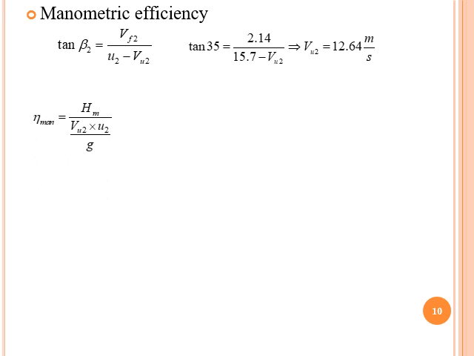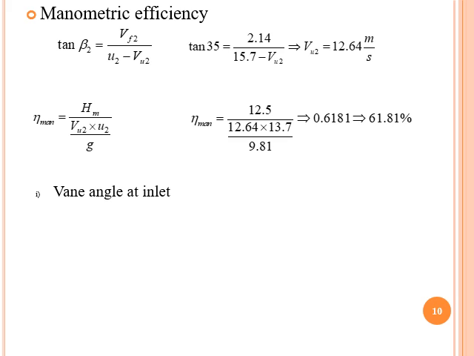Now manometric efficiency is equal to the ratio of the manometric head Hm to Vu2 into U2 by g. Substituting the values over here, the manometric head Hm is equal to 12.5, Vu2 value is 12.64, U2 value is 15.7 and g value is 9.81. By referring to that, the manometric efficiency is equal to 0.6181, that means in percentage it is 61.81%.